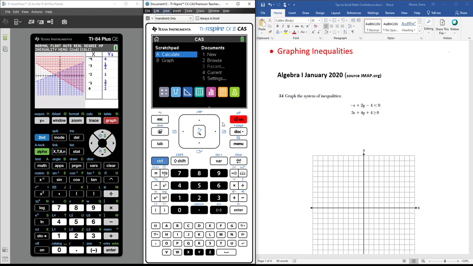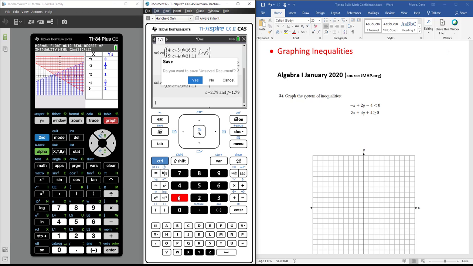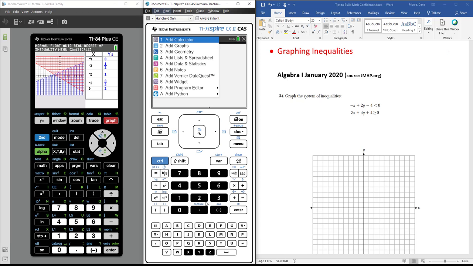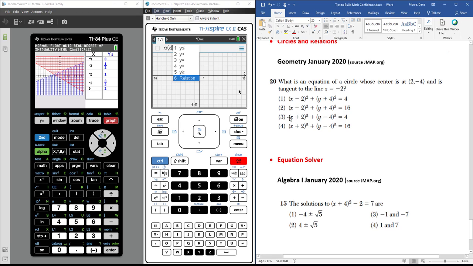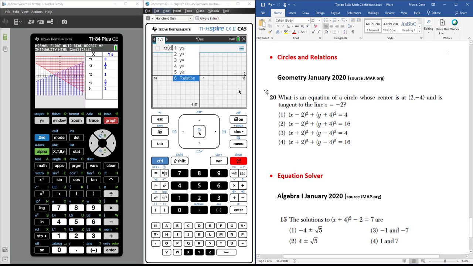On the Inspire, if I were to add a graphs page, my shortcut is delete the equal sign, and you have the inequalities already built in, and relation graphing. Speaking of geometry and relation graphing, that was a perfect segue right there. The Inspire lends itself nicely to geometry. So if I were to select relation graphing, I can now write in terms of x and y, a circle.